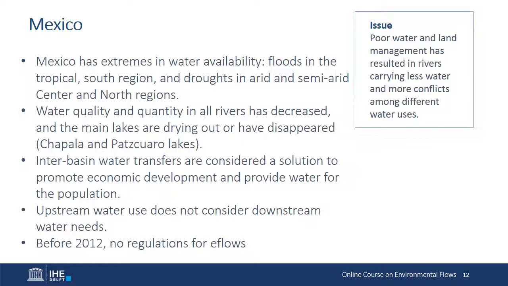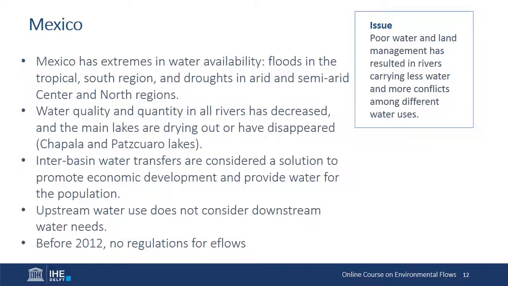Mexico is one of the countries where adopting Eflows is urgently needed. Mexico has extremes in water availability, floods in the south, droughts in the north. Water quality and quantity in all rivers has decreased, and the main lakes are drying out or have disappeared. Interbasin transfers are considered the solution to promote economic development and provide water for the population. So the question is, how much water will be left in the original systems?